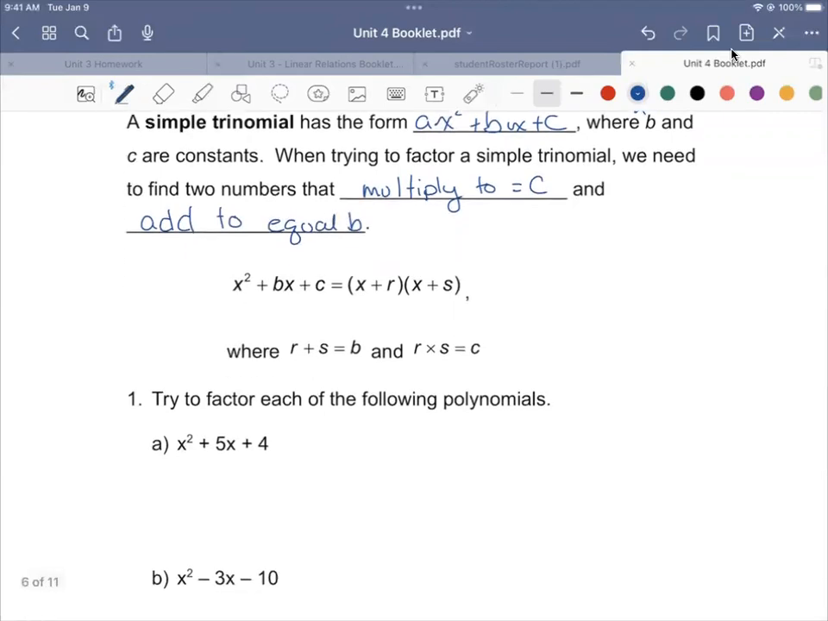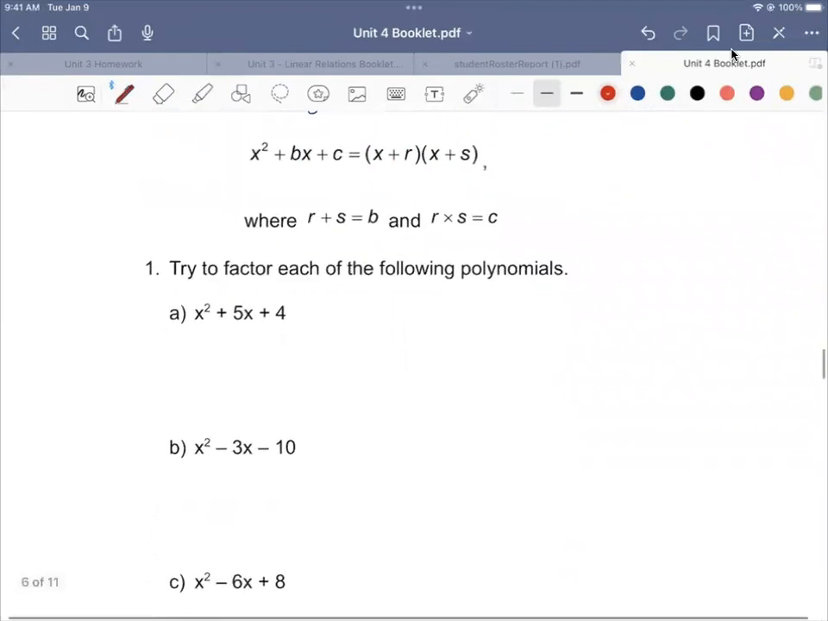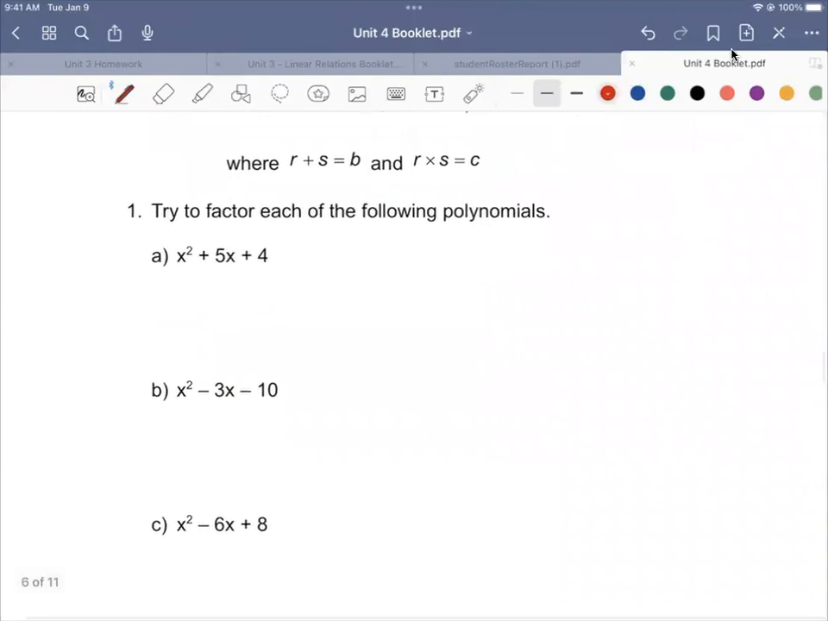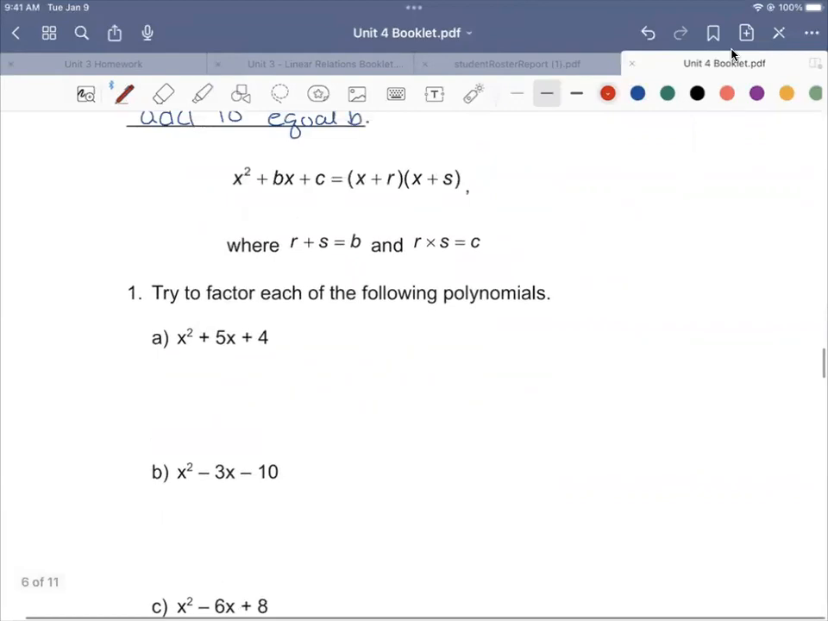So if I write it out, the factored form of that is going to be a bracket x plus r and x plus s. And this is always going to be the case when r and s add up to b and r times s equals c. So we're going to factor these polynomials using that form. I need numbers that are going to add to b, so they have to add to equal 5 and multiply to equal 4.